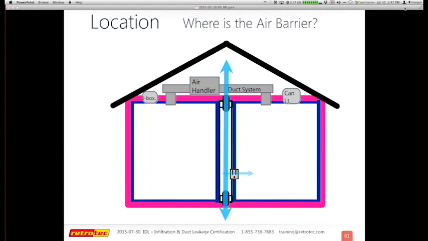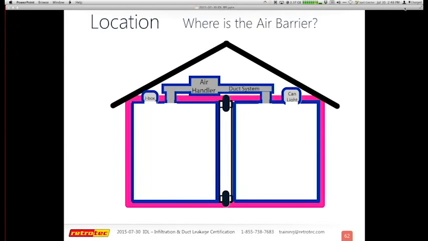Of course, we decided to put in air handlers and duct systems and can lights and junction boxes and windows and all this other stuff. All of these things are what's breaking or interrupting the air barrier. And the reality is they become the air barrier: around the junction box, or through the air handler or the can light, that's actually where the air barrier now goes. So this is why the duct system is a crucial part of the blower door test: any leaks you have in your air handler or duct system are going to be incorporated in your blower door test.